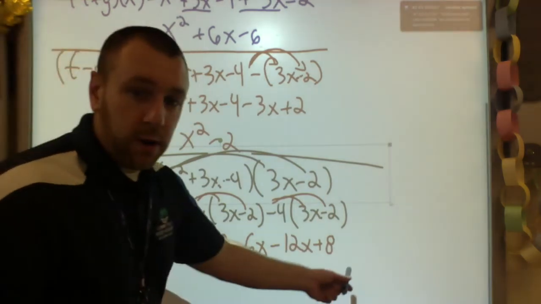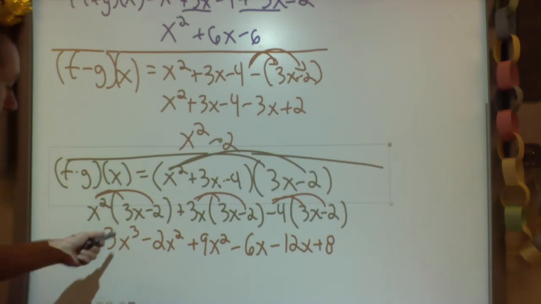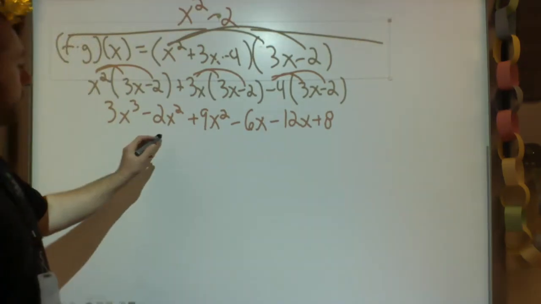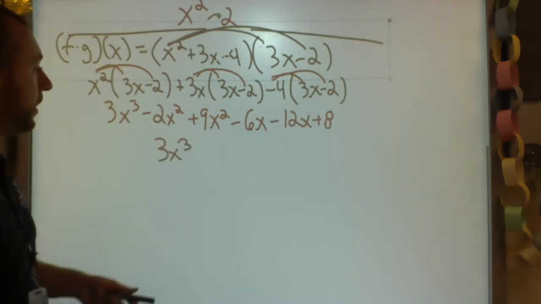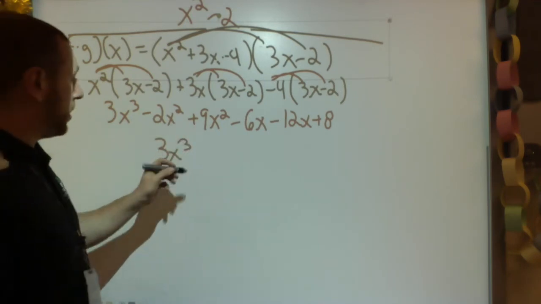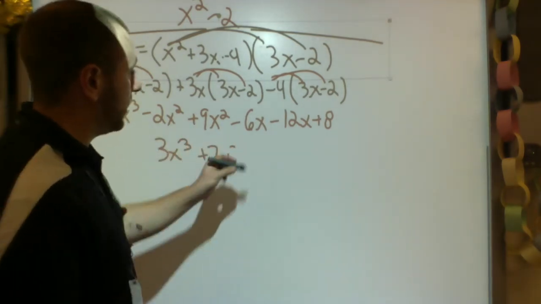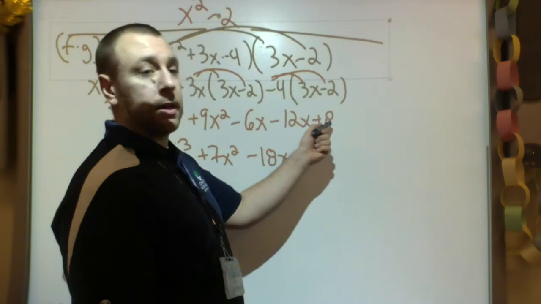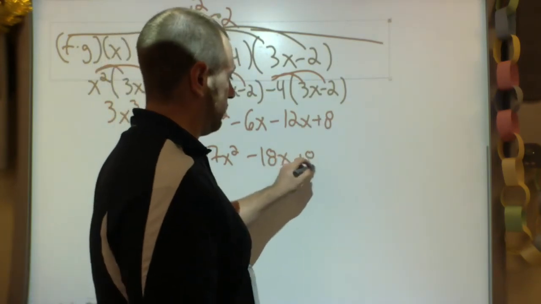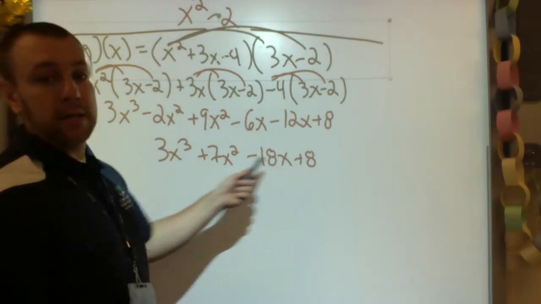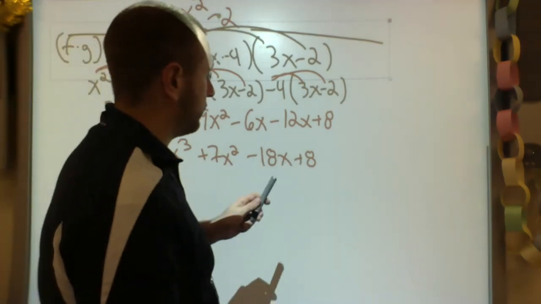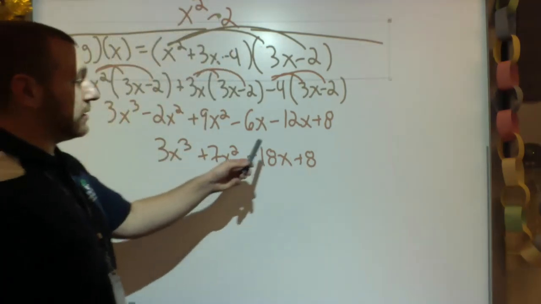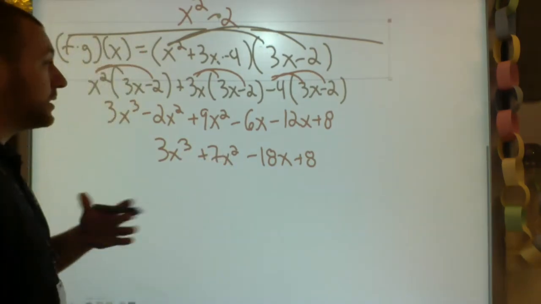Now I've distributed all that stuff out, and now I'm combining like terms. There's no other x to the third power, so let me just write 3x to the third. I combine my x squareds, which comes out to be plus 7x squared. I combine my x's, and then I just have this lonely plus 8. And now there's no other like terms because each one of these is a different power, and I'm done. That's as simple as I can go.